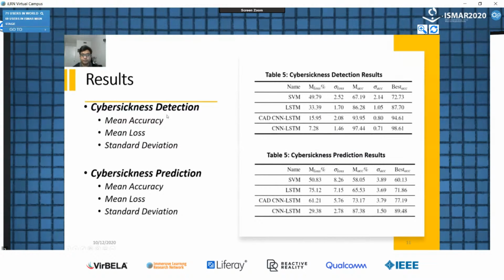So we have pretty good results with our data. For the detection, we got 97.44% with our proposed CNN LSTM model. And for the prediction, it was 87.38% of mean accuracy. And this is the result for a 5-fold cross-validation.